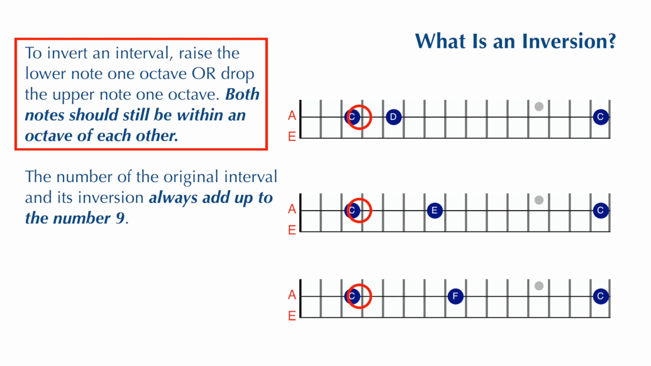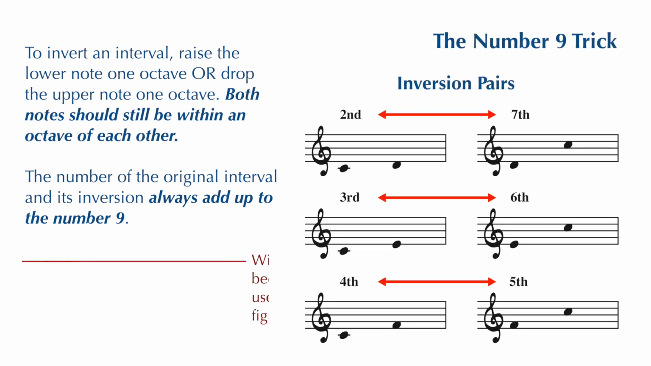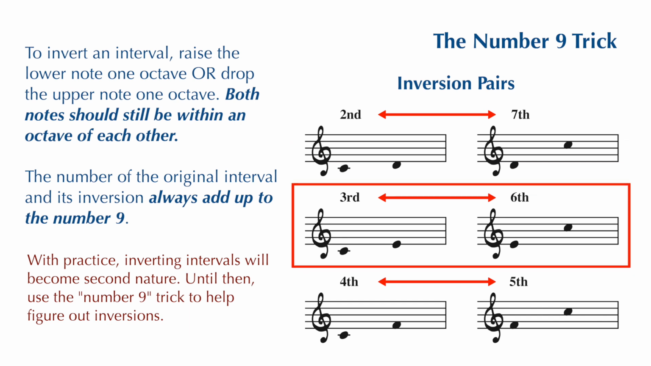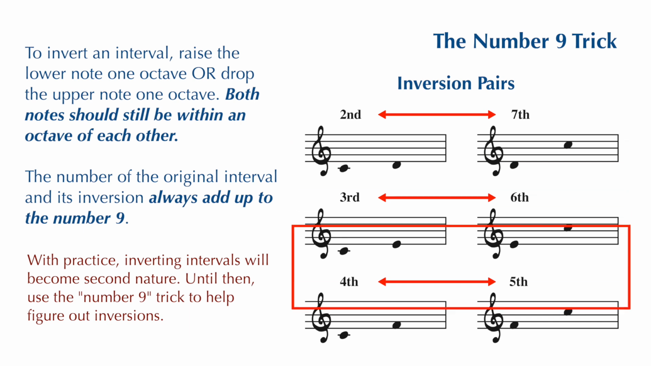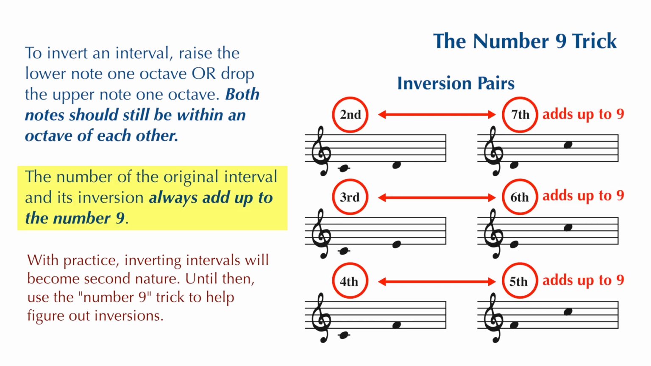An inversion is what you get when you either raise the lower note of an interval 1 octave or you drop the upper note 1 octave. As you study intervals, you'll find that a second inverts to a seventh and vice versa, a third inverts to a sixth and vice versa, and a fourth inverts to a fifth and vice versa. Notice that the intervals and their inversions each add up to the number 9. So until all this becomes second nature to you, you can do some basic math to figure out your inversions.